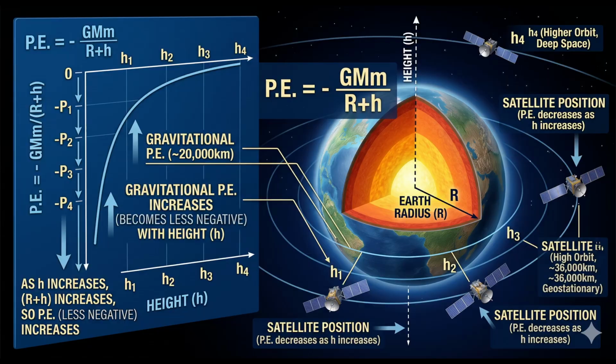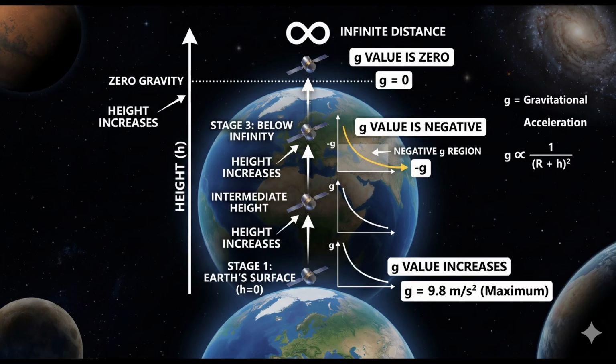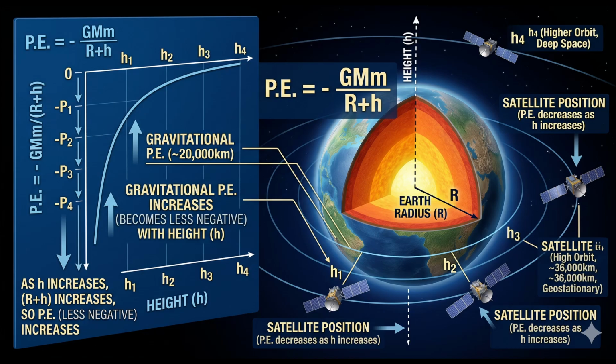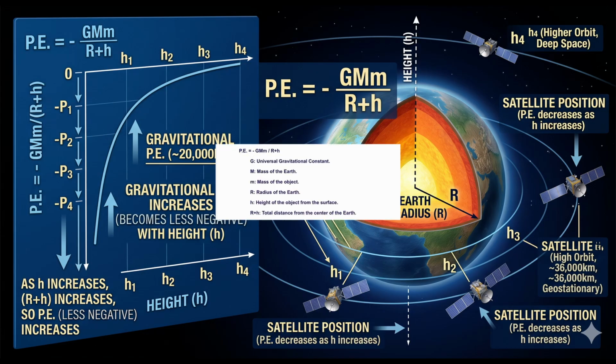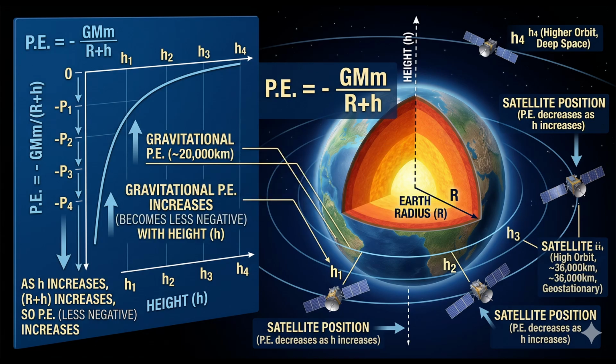However, this assumes gravity g is constant. In reality, gravity weakens as you move away from the earth. Therefore, potential energy is equal to minus GMm upon R plus h. Capital G is the universal gravitational constant, capital M is the mass of the earth, small m is the mass of the object, capital R is the radius of the earth, small h is the height of the object from the surface, and R plus h is the total distance from the center of the earth.